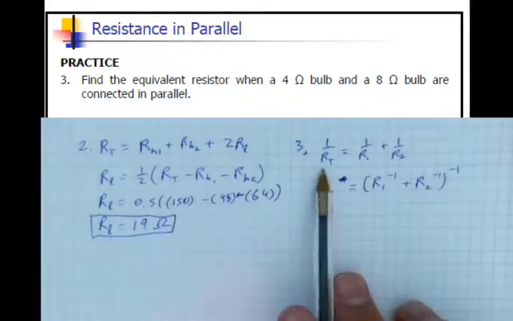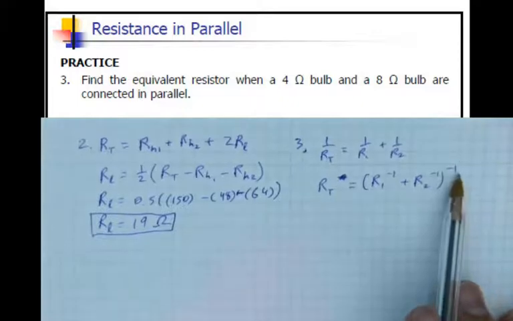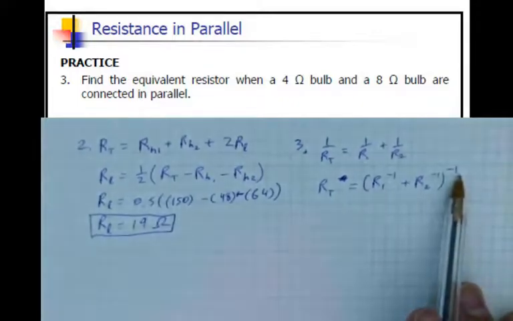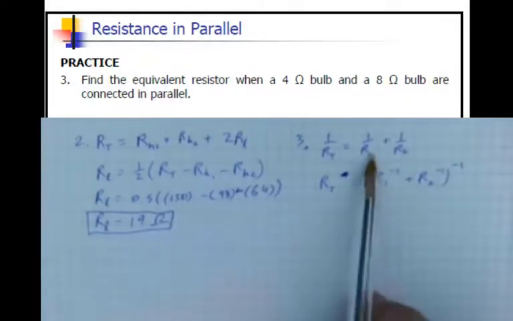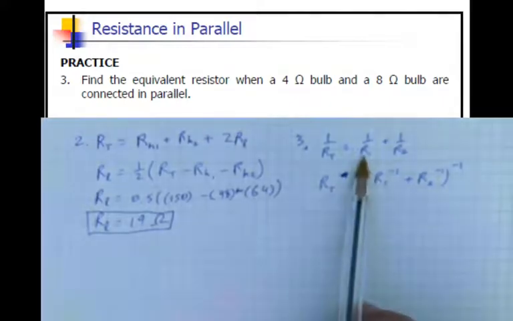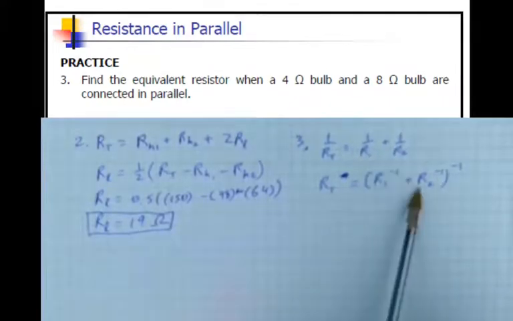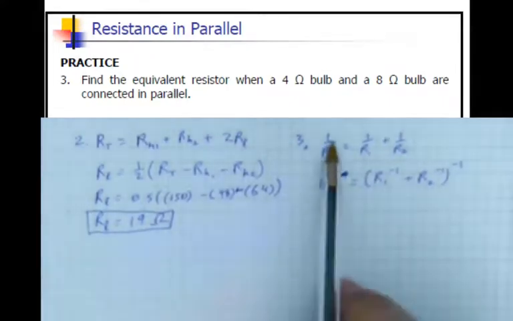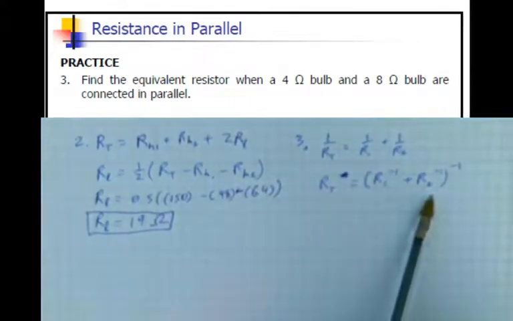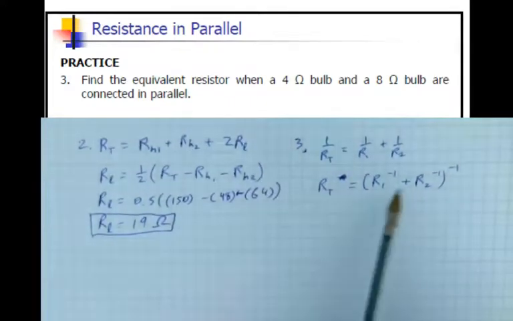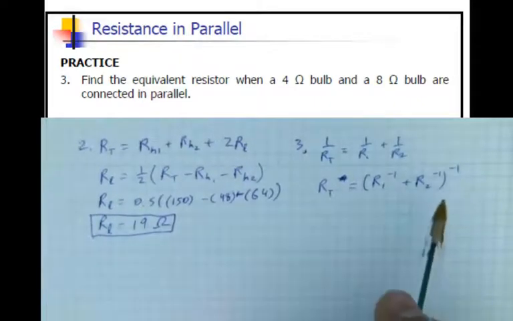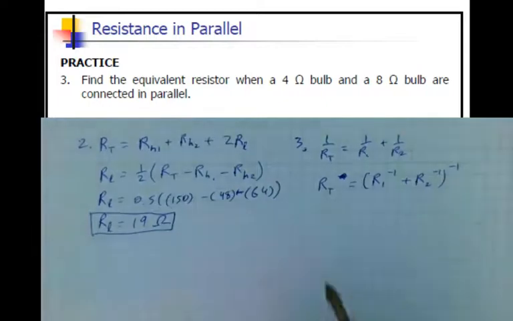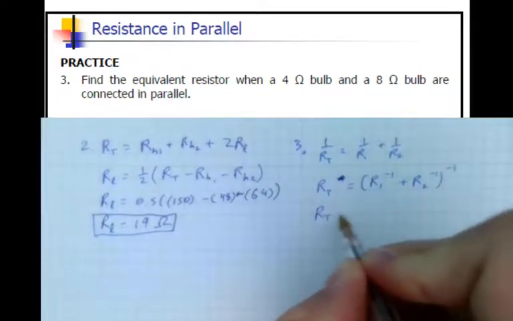The opposite of a reciprocal is applying an exponent of negative 1 to it. So because R1 is a reciprocal, we can write that as negative 1. R2 is negative 1. If we reciprocate this side of the equation, we can reciprocate that side of the equation. So we can write RT equals R1 to the negative 1 plus R2 to the negative 1, and the whole thing to the negative 1. So why do I prefer this method? I think it's easier to enter in your calculator.